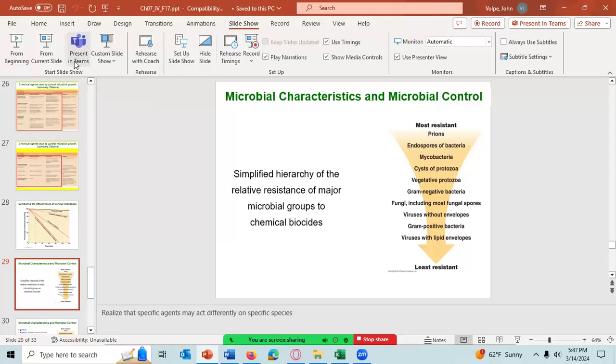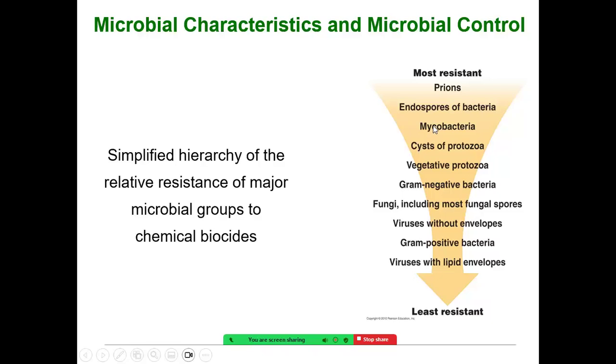The most resistant of all the microbes to any treatment is prion. It's very difficult to kill prions. Endospores are the next most resistant to treatment. They survive most treatment. Most antimicrobial agents do not kill endospores. There are only a few that do. Mycobacteria, the next most resistant. It has a bunch of mycolic acid in its cell wall that prevents any antimicrobial agent that is water soluble from getting inside the cell.